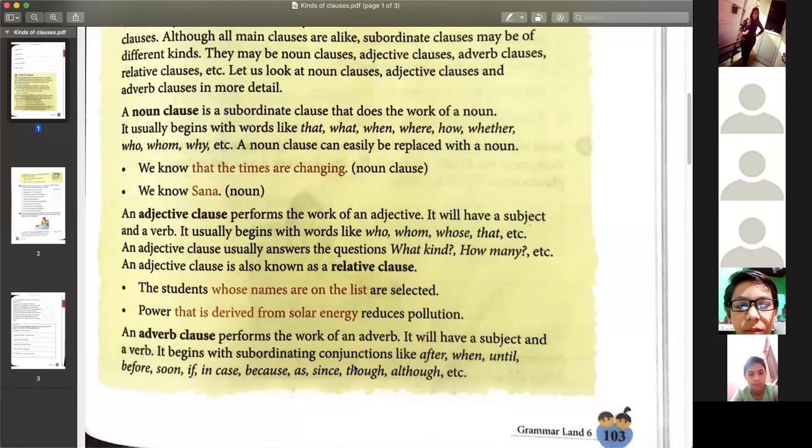It's 9:44 till 9:47. Read them and see if you have any doubt. Yes, Vanshika. Ma'am, I have doubt in adverb phrase and adjective phrase and adverb clause.